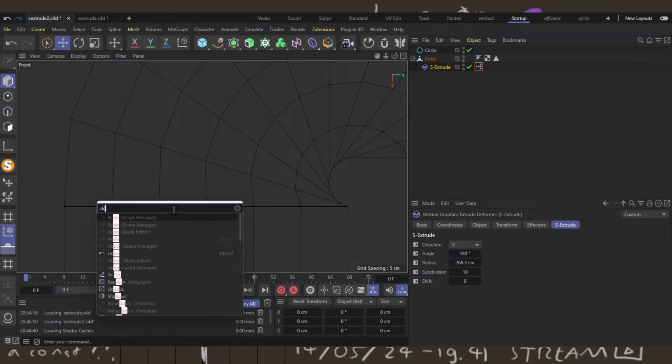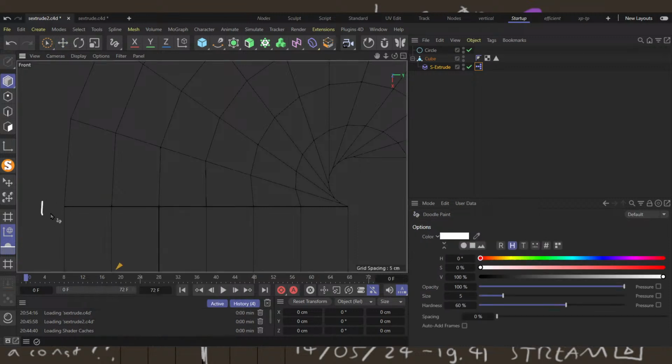Is there like a doodle thing? Oh, doodle, okay. Doodle paint. Oh, that's interesting. I didn't know 740 had that. I thought only Blender had that.